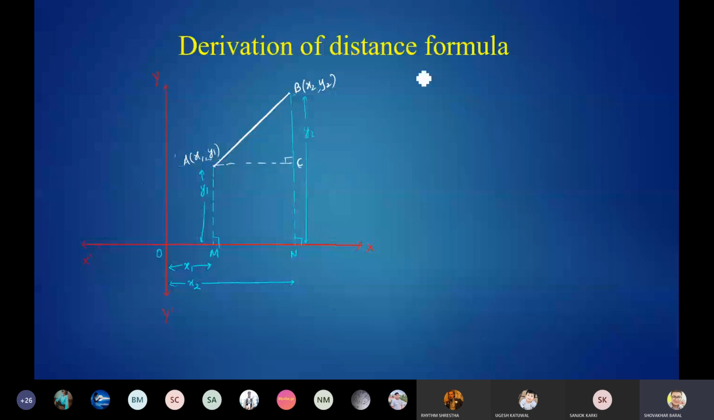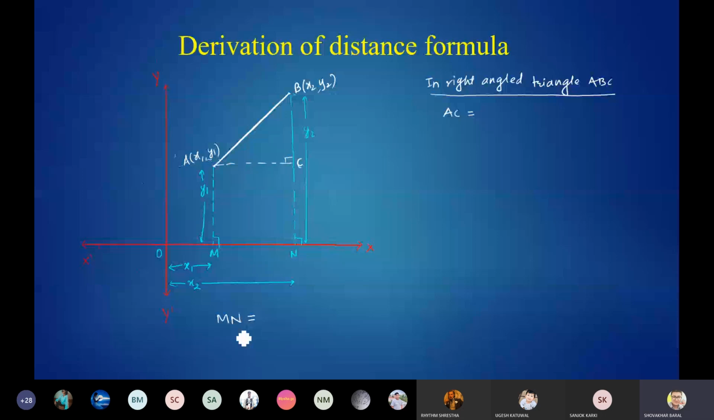In right angled triangle ABC, let's see the different parts here. Let's find AC. Before finding AC, can you tell me what is the value of MN? What is the distance between M and N? Before finding in triangle ABC, let's find MN here. What will be the value of MN?